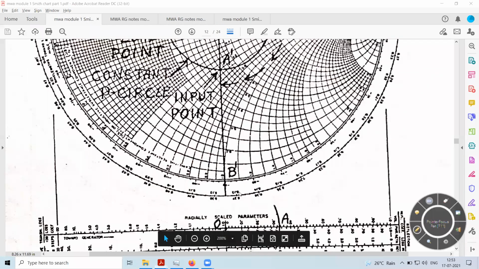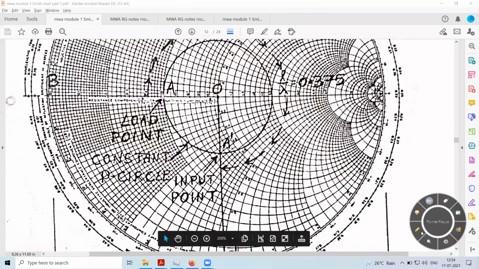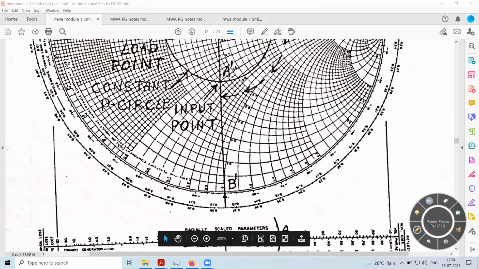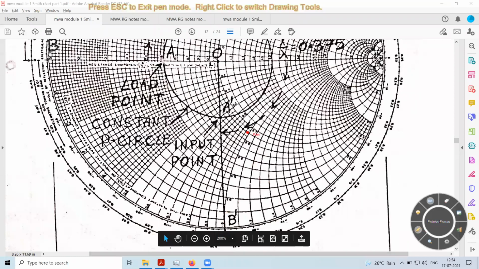So this is 0.373, this is 0.375. What we have done on this outer circle is start from the load point and traverse a distance of 0.375. So that point is here, and we will specify it as B dash. Now what we have to do is join B dash and O. We need to join these 2 points.